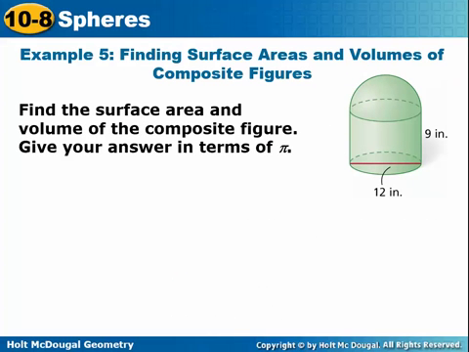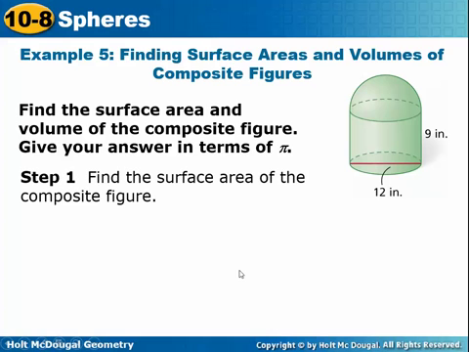Composite figures are the same as all the other ones we've done. They'll often be a hemisphere with a cylinder, or sometimes with a cone, because they're circular. And if you put a whole sphere on top of a cylinder, there's actually only going to be touching at one point. So usually they would have a hemisphere for these problems.